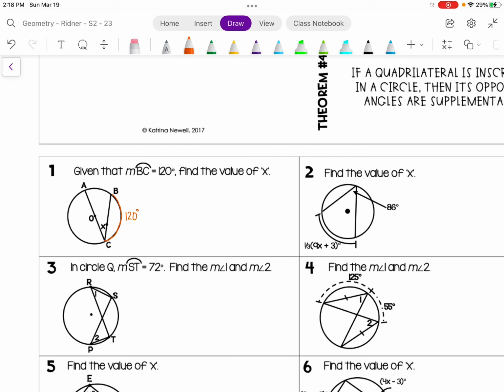Okay, so notice this is a diameter. So if a full circle is 360 degrees, half of a circle would be 180 degrees. So that means that this piece right here must be 180 minus 120, which makes it 60. But that doesn't find x. If that is 60, x is actually half of that, which is 30 degrees.